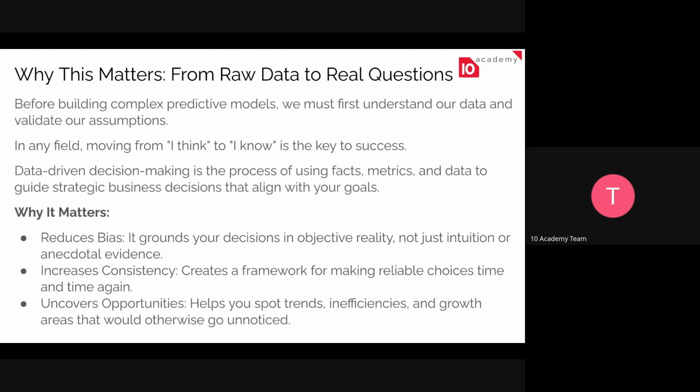So data-driven decision making is a process of using facts, metrics, and data to guide strategic business decisions that align with your goals. Keep that in mind. So why it matters? It reduces bias, because like I said earlier, depending on your experience, or what you know or what you heard, you may have some expectations or assumptions. By having data-driven decision making, you will reduce this bias. It grounds your decision in objective reality, not just intuition, not just "I think". You will have this evidence to rely on.